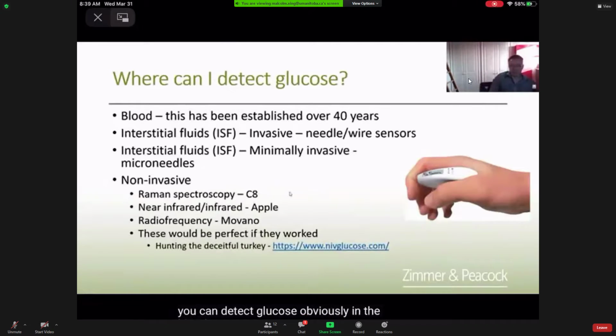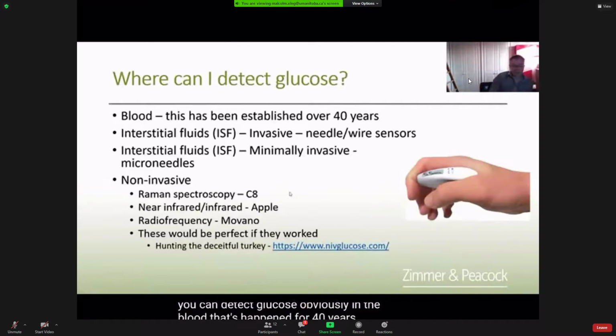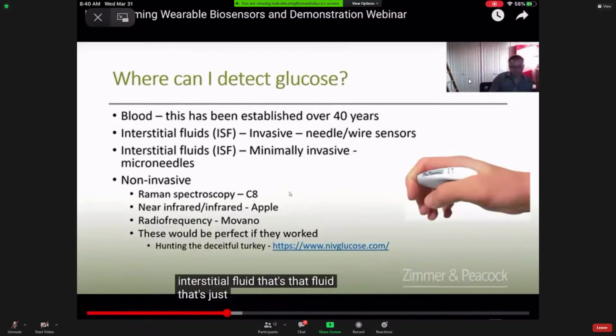You can detect glucose obviously in the blood. That's happened for 40 years. You can measure it in what's called the interstitial fluid. So that's based on the blood having glucose and some enzymes. So that's resident in skin, for example, interstitial fluid, ISF, using invasive or minimally invasive methods, like microneedle technology, and non-invasive is like using a laser.